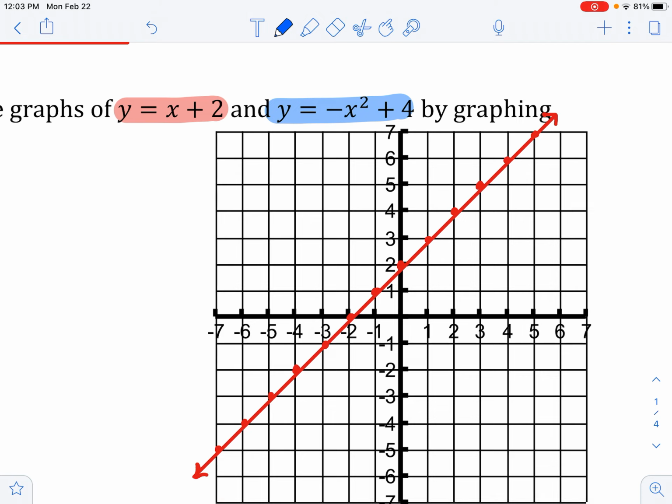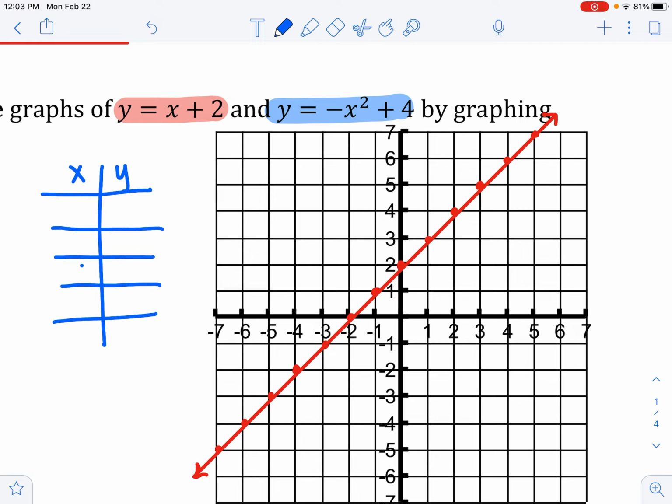Okay, there's my line. All right, now I'm going to graph my parabola. So I need my vertex. Well, first off, which direction is it facing? Down, because it's y equals a negative. Then I need my vertex. My vertex is 0, 4.